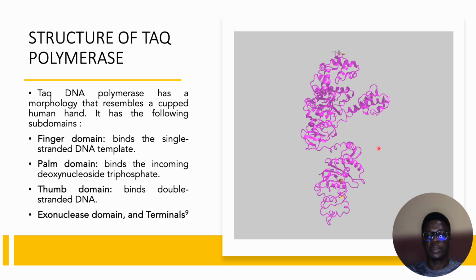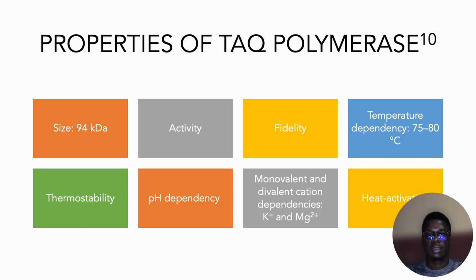The structure of Taq polymerase resembles a cupped human hand with various subdomains. Here is the thumb region, and here is the finger, and here is the palm region, which is the catalytic center, and here is the 3' to 5' exonuclease, which is non-functional, and at the end terminal we have the 5' to 3' exonuclease, which is functional. Taq polymerase produces single base substitution errors at the rate of 1 in 9,000 nucleotides due to the lack of 3' to 5' exonuclease activity, accounting for its fidelity property.